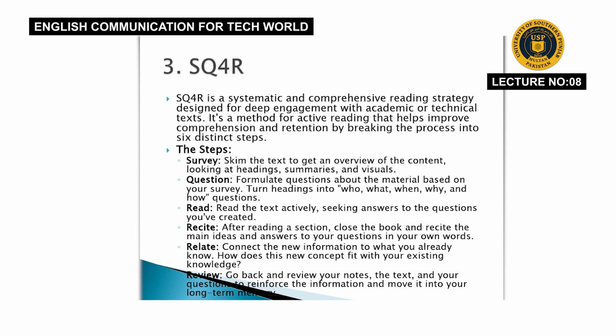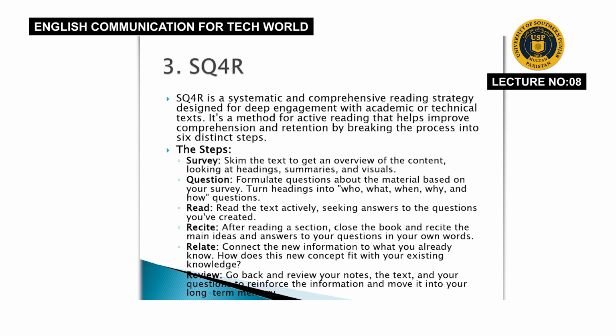In SQ4R, the first S represents survey, which is to skim the text to get an overview of the content, looking at headings, summaries, and visuals. The Q represents question, which is to formulate questions about the material based on your survey. In this step, what you actually do is turn your headings into questions like who, what, when, why, and how questions.